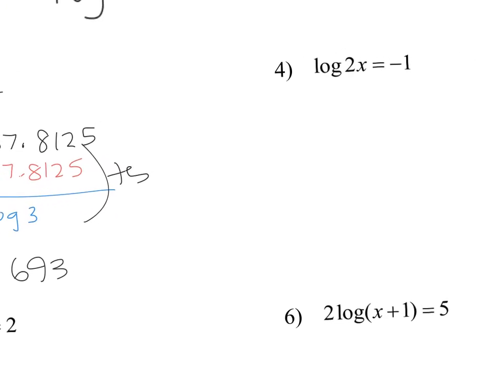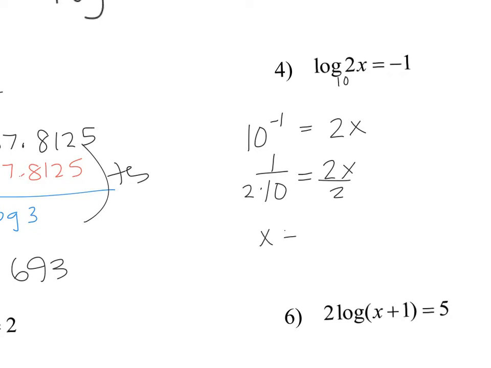And then number 4, this time we have a log equation. When you have a log equation, you try to get the log by itself. If you look, there's nothing out front of the log, no number out front, you're not adding a number. So I'm going to write this as base 10, so it's 10 to the negative 1 equals 2x. What is 10 to the negative 1? Well, that's just 1/10 equals 2x. To solve for x, divide both sides by 2. So x equals 1/20 is the answer.